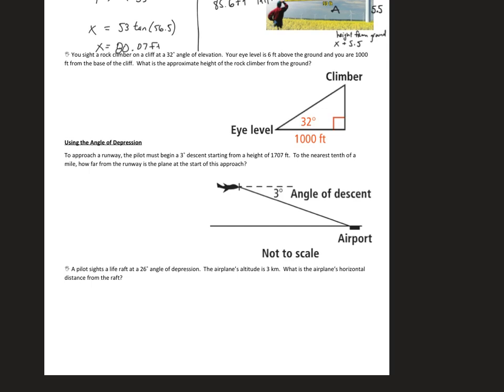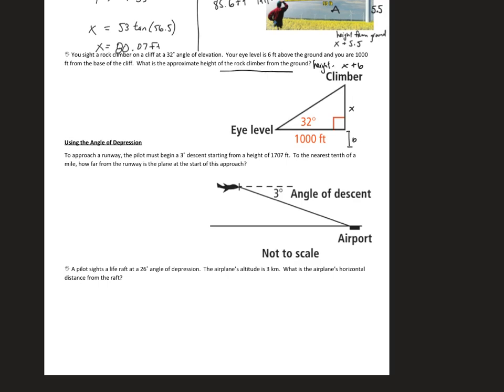Okay, you sight a rock climber on a cliff at a 32-degree angle of elevation. Your eye level is 6 feet off the ground. So there it is. We have x as being the height of the climber. If I am standing 6 feet off the ground, I know that the height of the rock climber from the ground is going to be x plus 6. So x plus 6 is going to be the height. So I need to figure out what is the height.